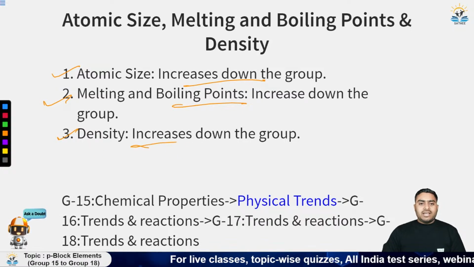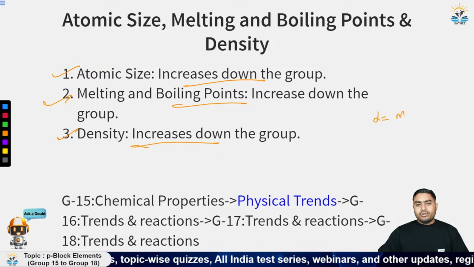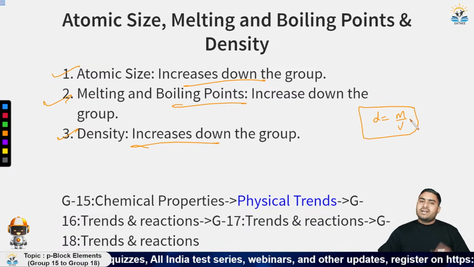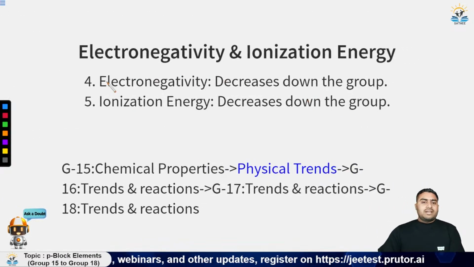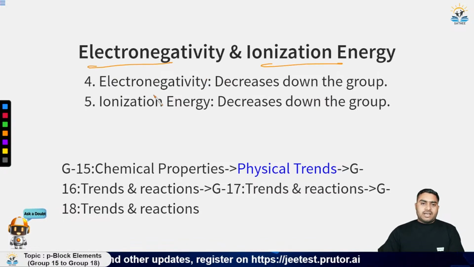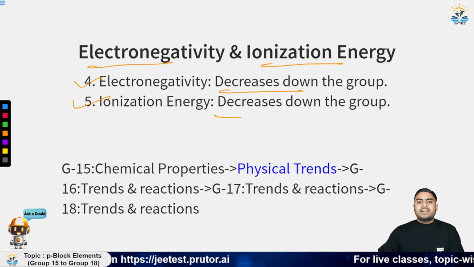Okay, density increases down the group. The density formula is mass by volume. If mass increases, so definitely density will increase, right? So that's the point. Okay, let's discuss the next, electronegativity and ionization energy. Electronegativity decreases down the group and ionization energy decreases down the group.